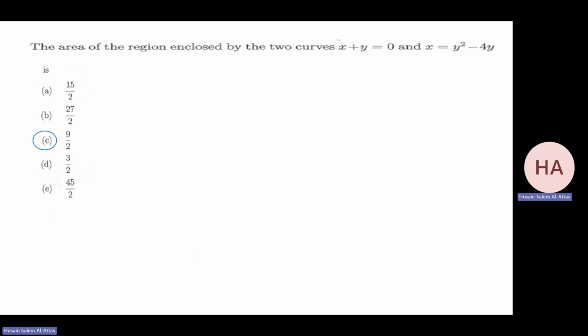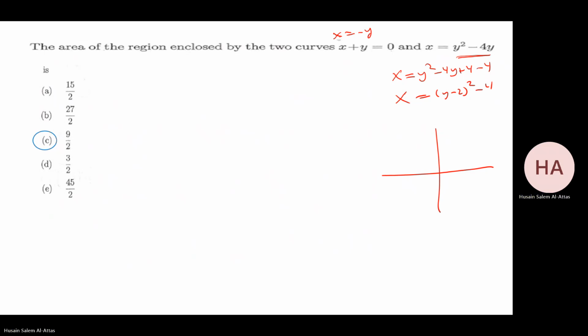Yeah, what is this? I need to complete the square here. So I have x equals y squared minus 4y plus 4 minus 4. That will be (y minus 2) squared minus 4, to know the vertex. It will be better to know the vertex. And this is x equals minus y, or y equals minus x, who cares? So this is a parabola. Vertex is 2 and minus 4.